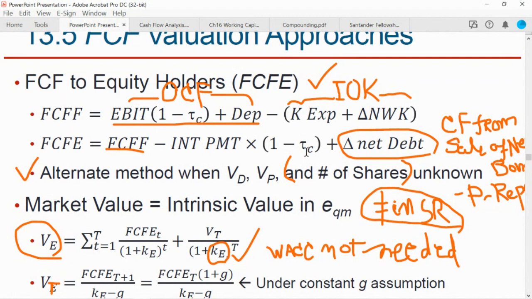You don't pay all of that as interest. You pay only 1 minus tax rate, right? If the tax rate is 30%, only 70% of the interest is paid. Why? Because interest is a business expense, right?